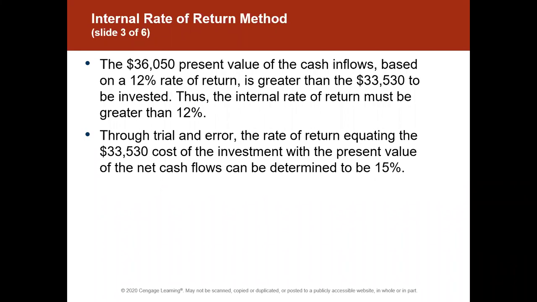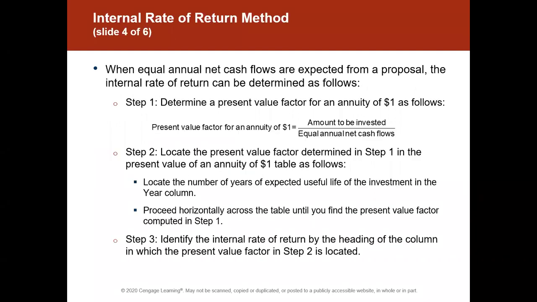We can use trial and error, just do the math, and figure out that it's roughly around 15%. Or, instead of trial and error, we can go through this process to calculate the internal rate of return. First, the present value factor of an annuity equals the amount to be invested divided by the equal annual net cash flows. Then we locate our present value factor in the present value of an annuity table. Then we identify the internal rate of return by the heading of the column in which the present value factor from step 2 is located.